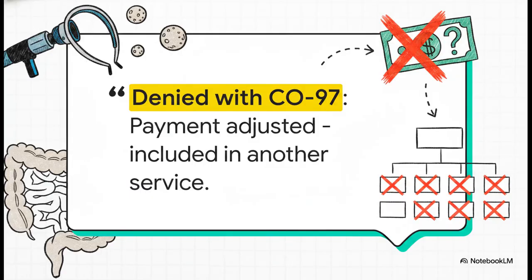On the flip side, here's a painful failure. A coder incorrectly appended modifier 59 to multiple colonoscopy polypectomies performed during the same session. The result? A massive CO97 denial that wiped out expected revenue. They wrongly assumed finding different polyps meant separate structures, but CPT guidelines strictly specify that removing polyps in the same organ doesn't justify a separate modifier. You only bill that base code once.